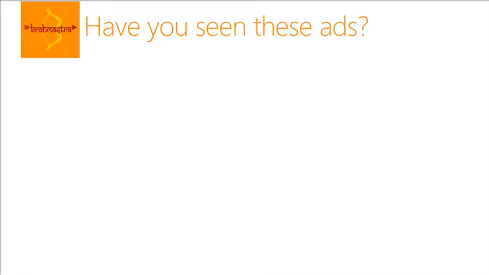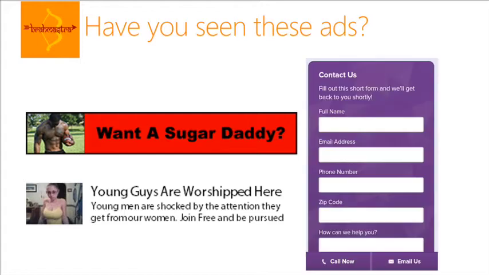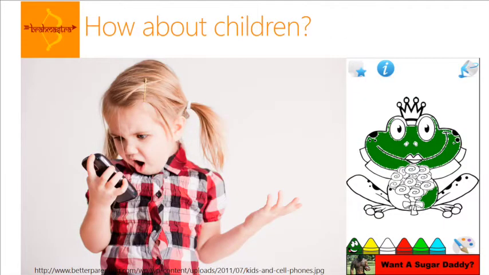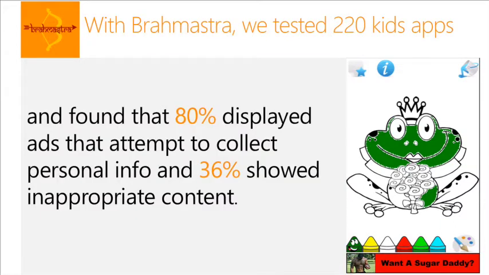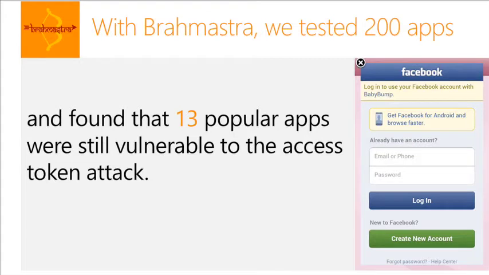While using mobile apps, have you seen ads that display sexually suggestive content or ask you to fill up your personal information? I'm sure that you did, and that's not surprising. But how would you feel if your kids were exposed to such inappropriate ads? With Brahmastra, we tested 220 kids' apps and found that many displayed ads inappropriate for children. We also tested 200 apps with Facebook Connect and found that 13 popular apps were still vulnerable to the access token attack.